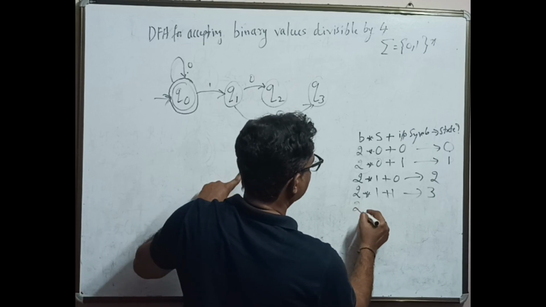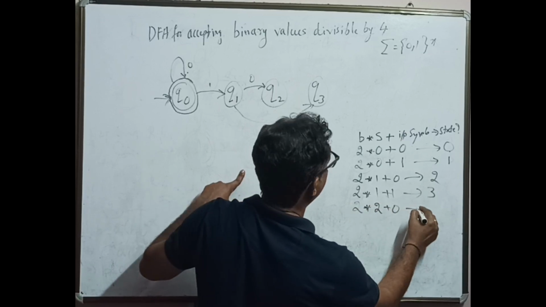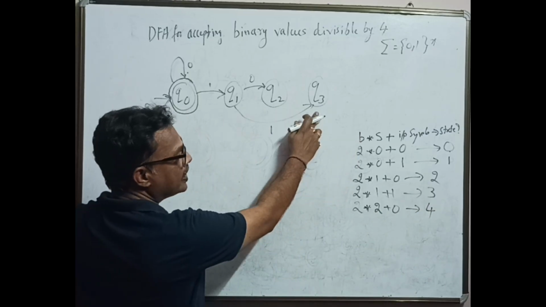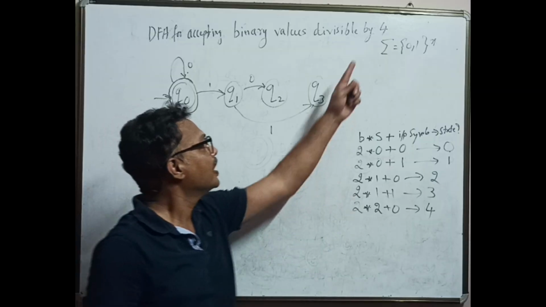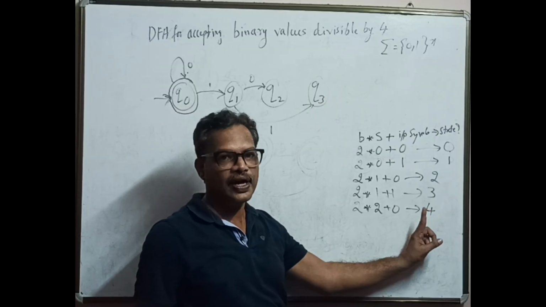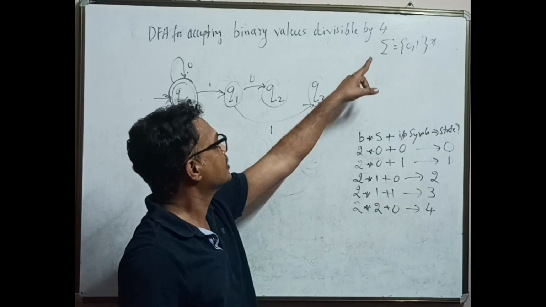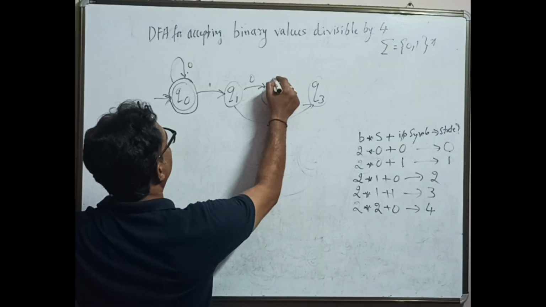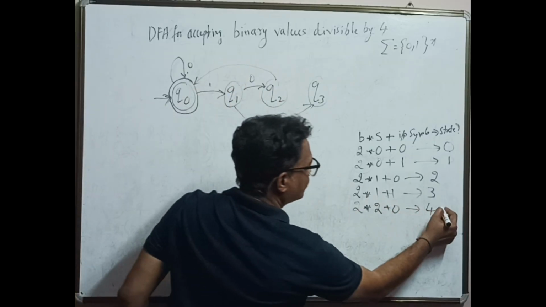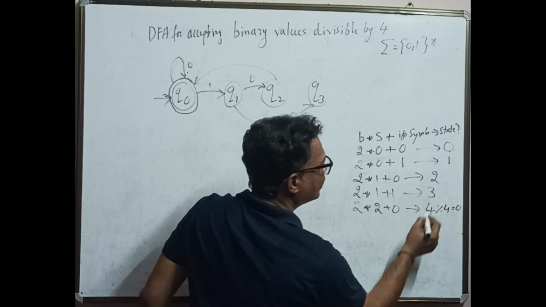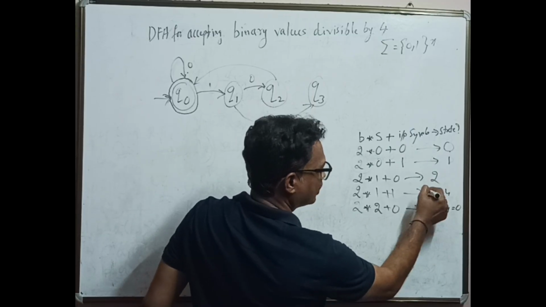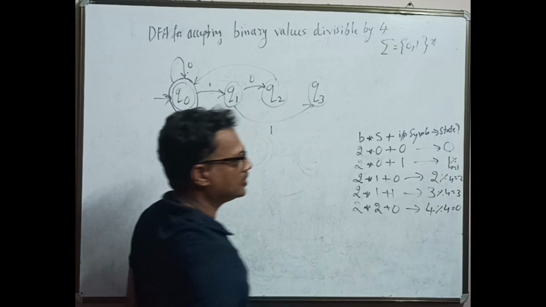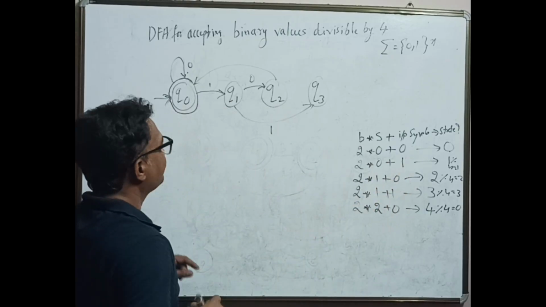Now what if on this state it reads a 0? That is 2 into 2, 4, 4 plus 0 is 4, but we don't have a state labeled 4. Since the values are divisible by 4, it goes back to the 0th state. That is, you just take 4 mod 4. Here also, 3 mod 4 gives 3, 2 mod 4 gives 2, 1 mod 4 gives 1. Similar thing. I hope you understand.